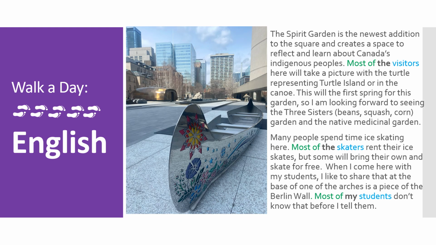The Spirit Garden is the newest addition to the square and creates a space to reflect and learn about Canada's Indigenous peoples. Most of the visitors here will take a picture with a turtle representing Turtle Island or in the canoe. This will be the first spring for this garden, so I am looking forward to seeing the Three Sisters, beans, squash, and corn garden, and the native medicinal garden.